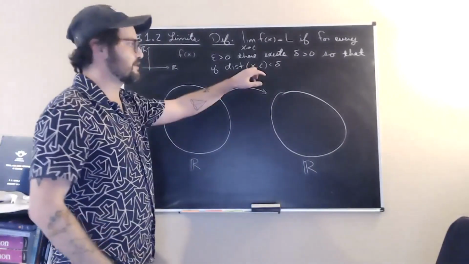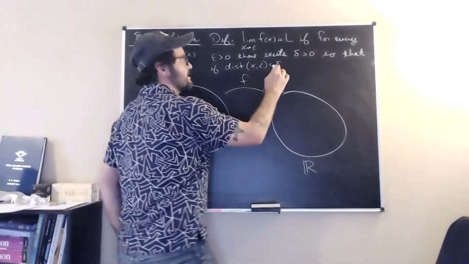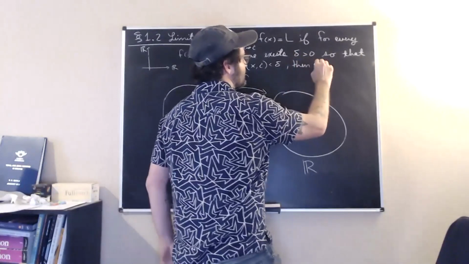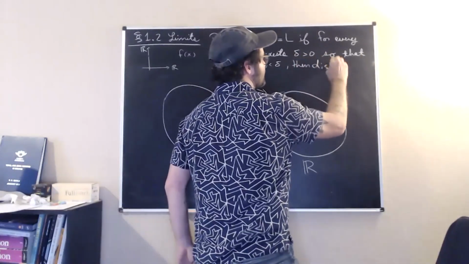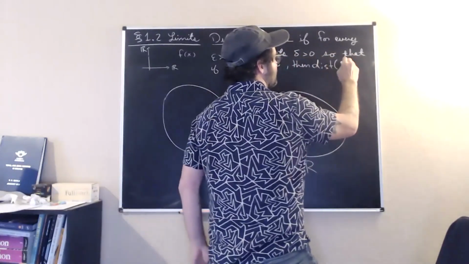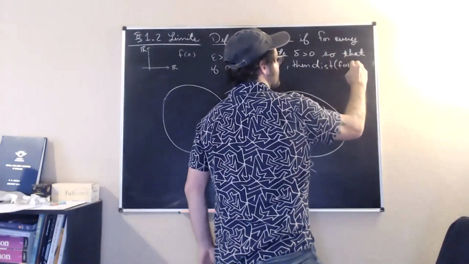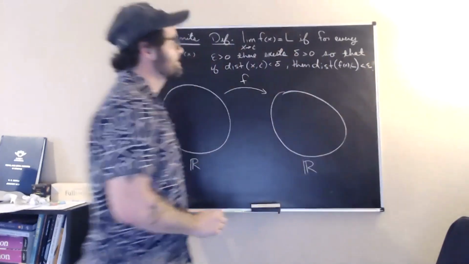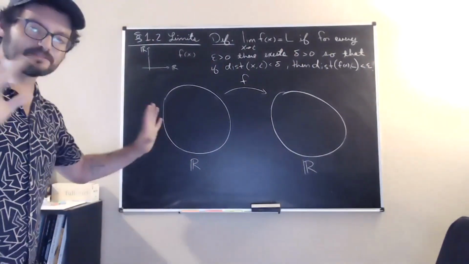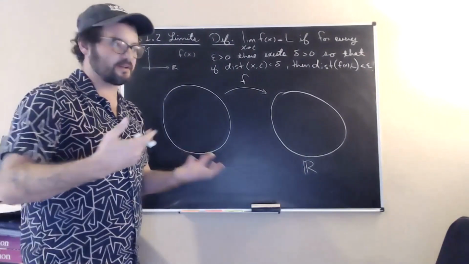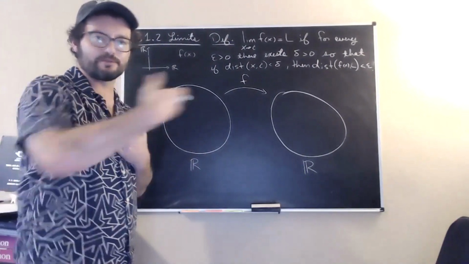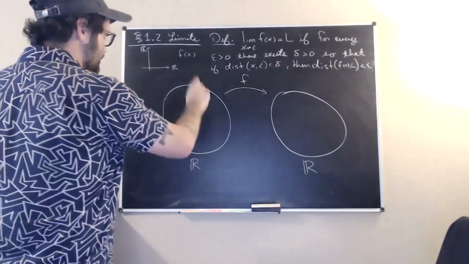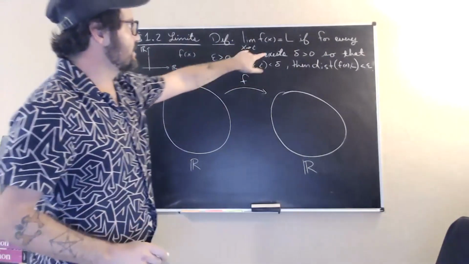That's just the distance. How far away is x from c? If it's less than delta, then the distance from f of x to L is less than epsilon. Distance, right? Like we all know the concept of this distance. How far are you from something, right? Okay. So we're going to suppose now that this is the case.